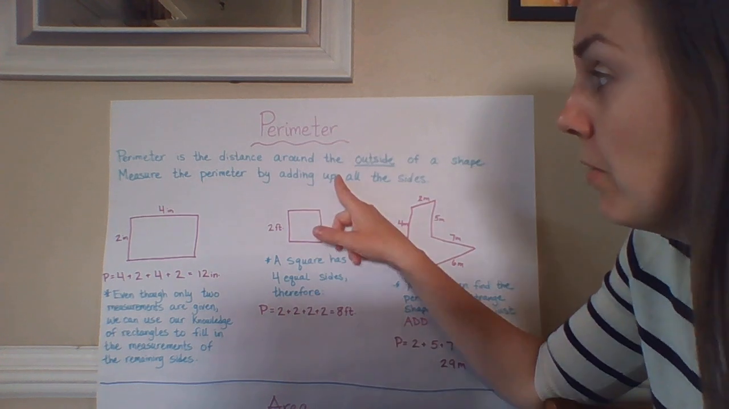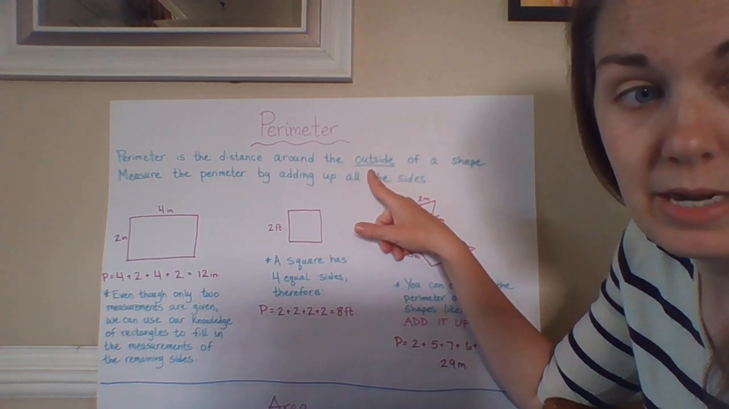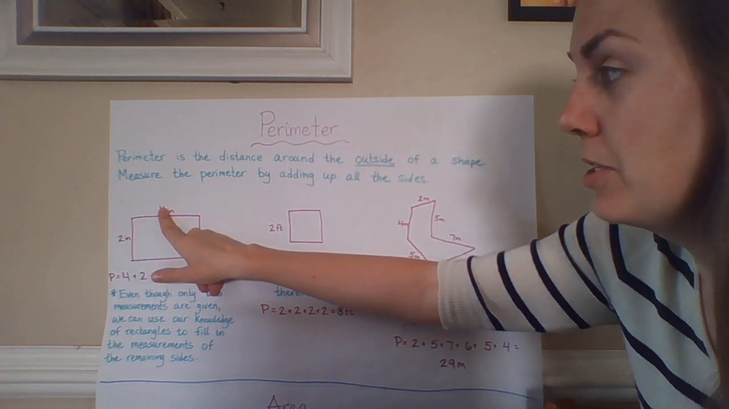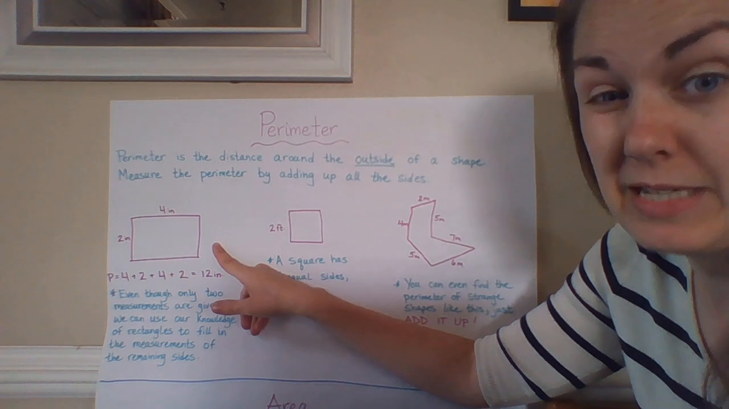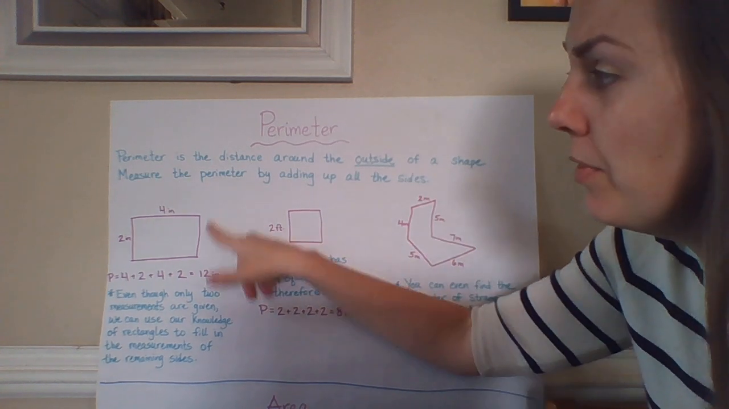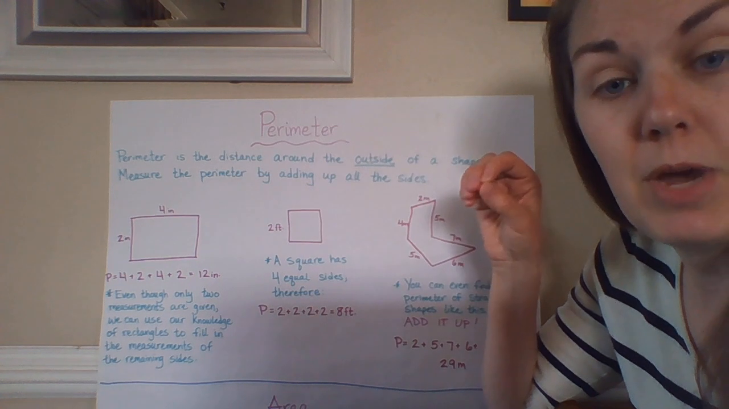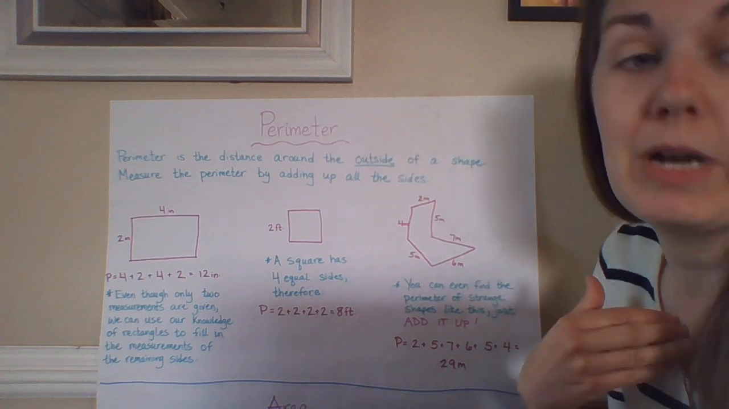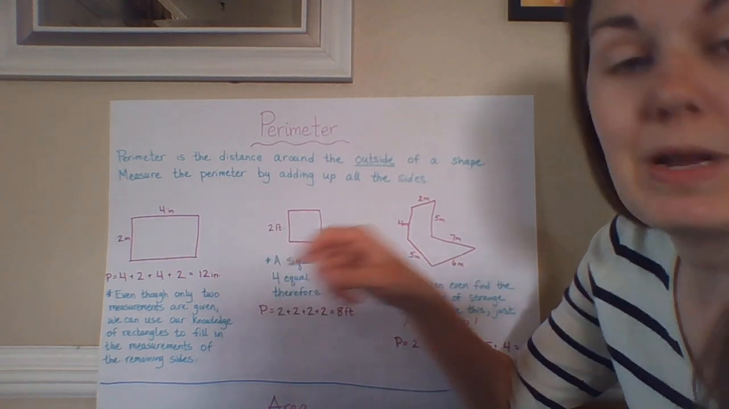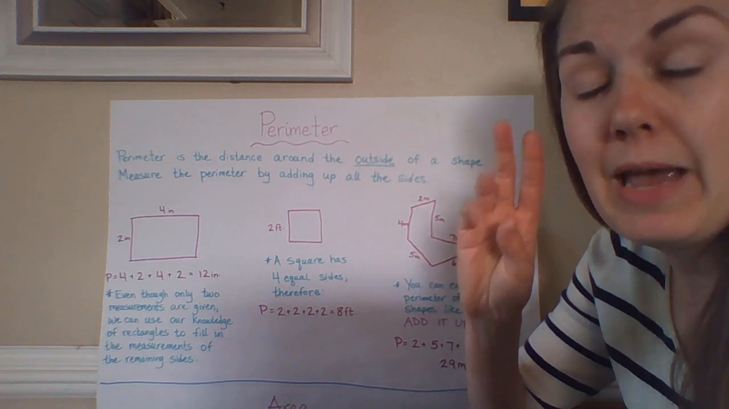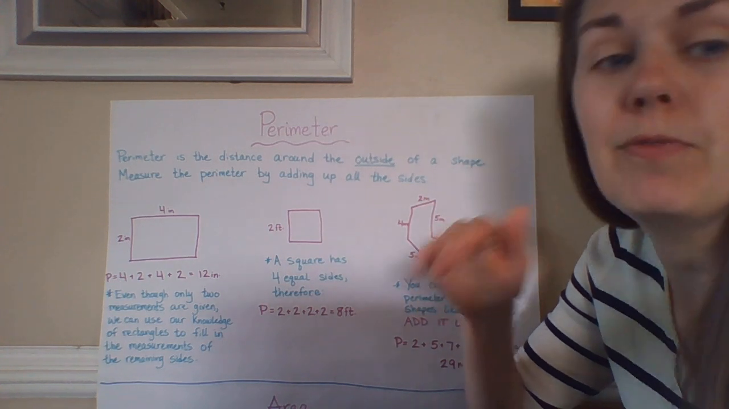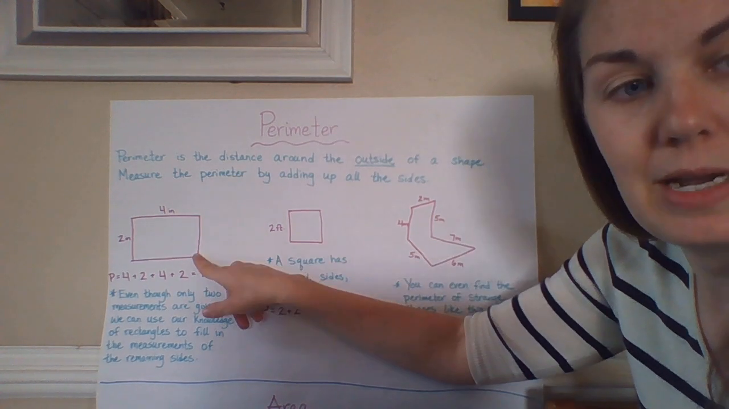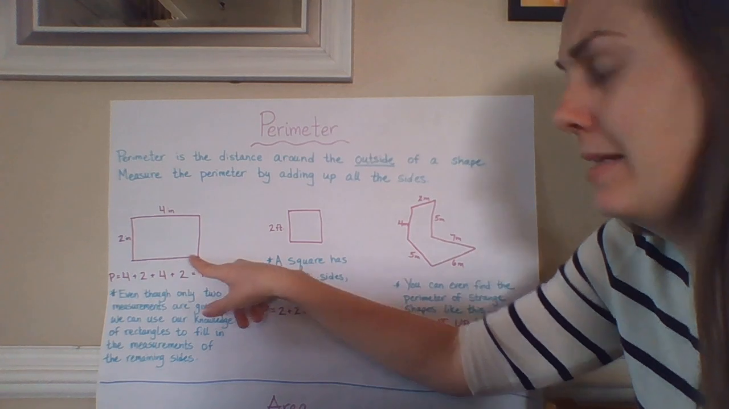Now, remember with perimeter, we're adding up all the sides. So even though I only have 2 that are marked, 2 inches and 4 inches, I have 4 sides of a rectangle. Now, the other 2 sides, the lengths aren't given, but I can figure that out based on what I know about rectangles. So I know that rectangles have 4 sides and that there are 2 pairs of equal sides. So meaning that this side is going to be the same length as this side, and this side is going to be the same length as this side.